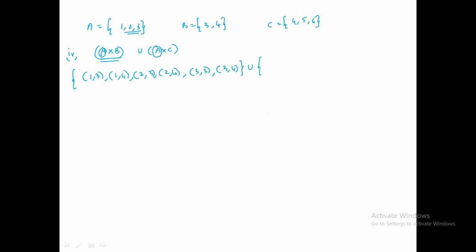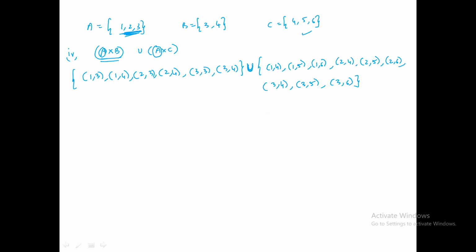Union A cross C. I will start with A, that means I will start with 1, 2, 3. And I'll take C also. So (1, 4), (1, 5), (1, 6). (2, 4), (2, 5), (2, 6). (3, 4), (3, 5), (3, 6).